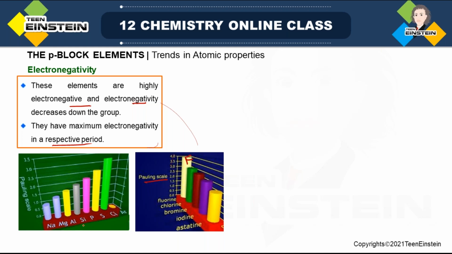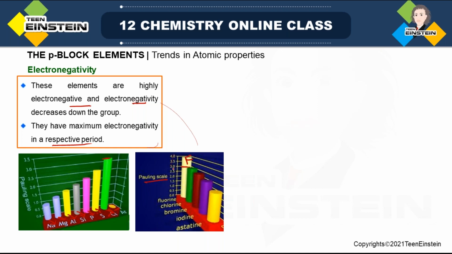Here Pauling scale values are given. This is for chlorine, this is for argon. So chlorine has maximum electronegativity, which is around 3 point something. Here also it is 3 point something.